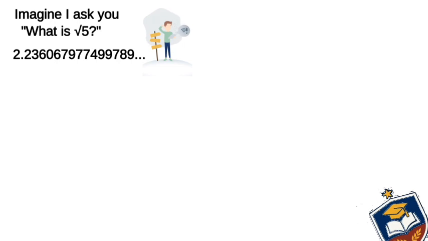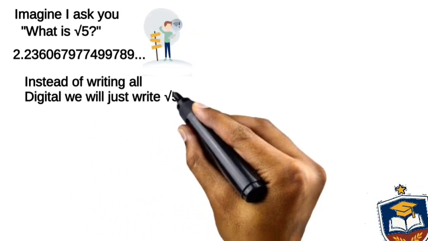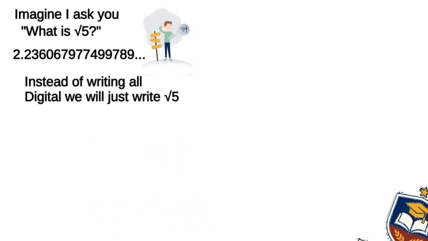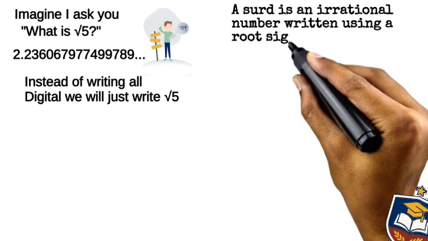The mathematician said, why not leave it in that exact form? Instead of writing all the digits, you just write root 5. That's where SURD came about. So what is SURD? SURD is an irrational number written using a root sign.